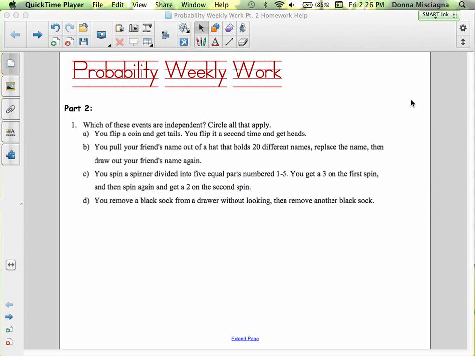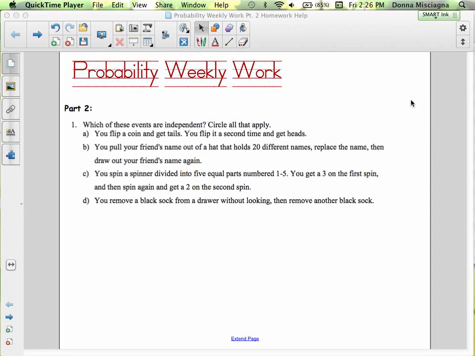I've divided this video into 2 sections because there's a little bit more problems in the second section. So this is the first part, so you can watch this one. I've given you 2 days to work on the rest of this homework. So you can watch the first half Monday and do these problems, and then the second half on Tuesday. Which of these events are independent?